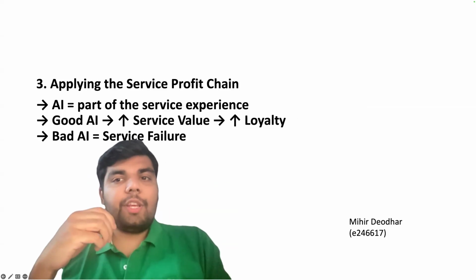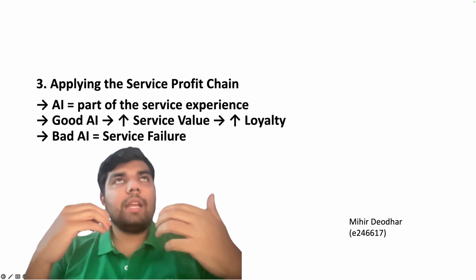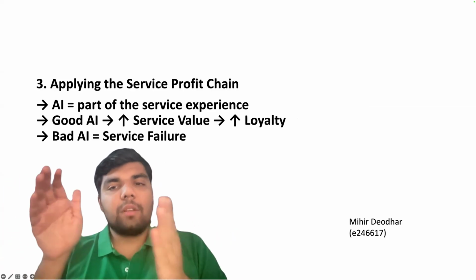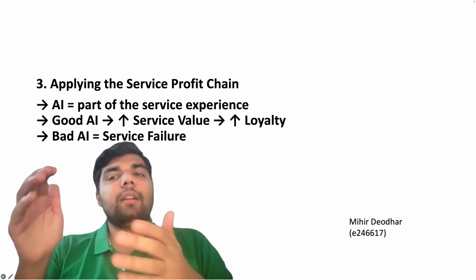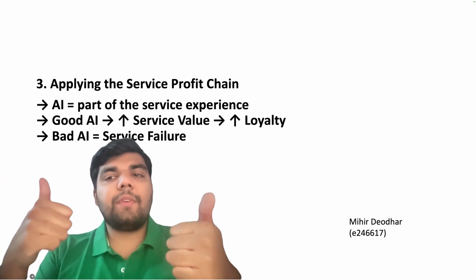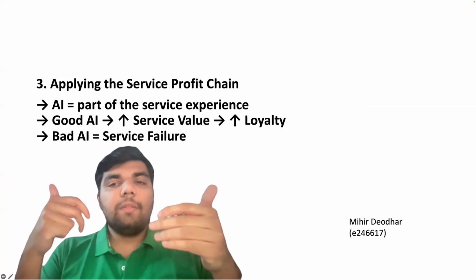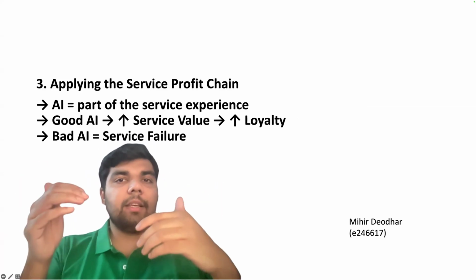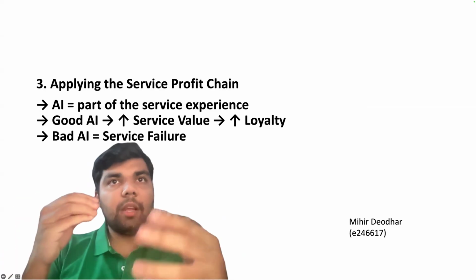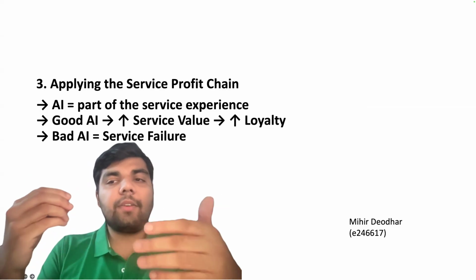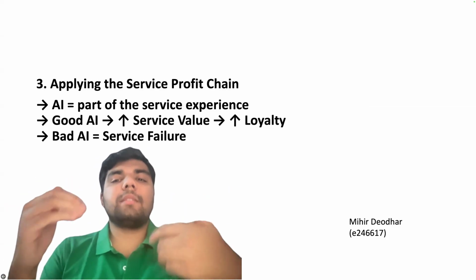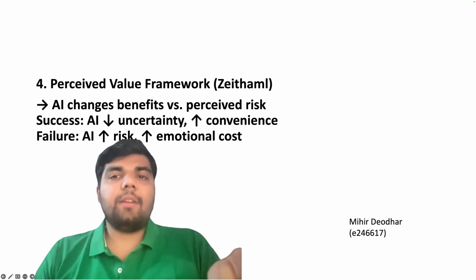Next, looking at the service profit chain. The service profit chain teaches us that internal decisions affect employee satisfaction, which in turn affects service value. And all of these will affect customer satisfaction, loyalty, and profit. AI tools introduced into customer facing roles are effectively surface employees, which helps explain why some AI mistakes in this case triggered minor annoyance, while others, which were in a more emotionally sensitive context, triggered outrage because the perceived service failure was severe and it violated the customer expectations of care and competence.